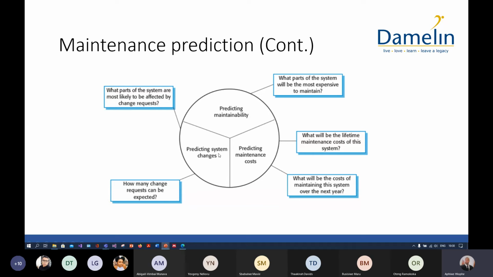In terms of predicting system changes, what parts of the system are most likely to be affected by change requests? How many change requests can be expected? Okay, in terms of predicting maintenance cost, what will be the lifetime maintenance costs of this system? What will be the cost of maintaining the system over the next year? You need to be asking yourself all of these questions and be able to measure, so as to be fair to the organization that you're building the software for.